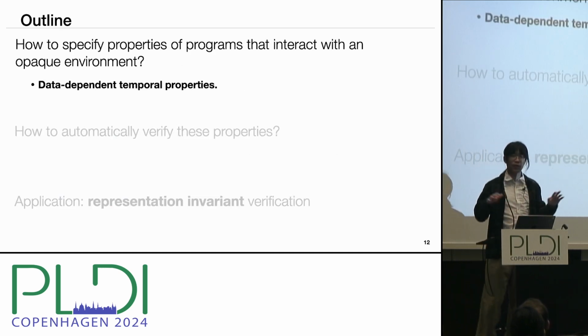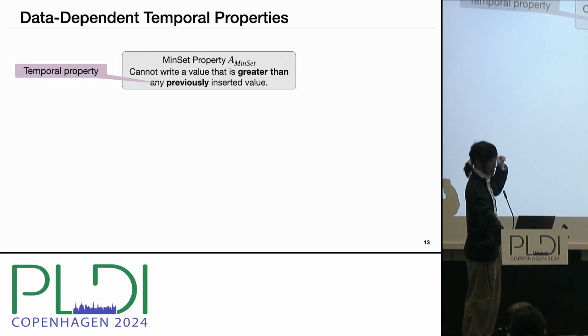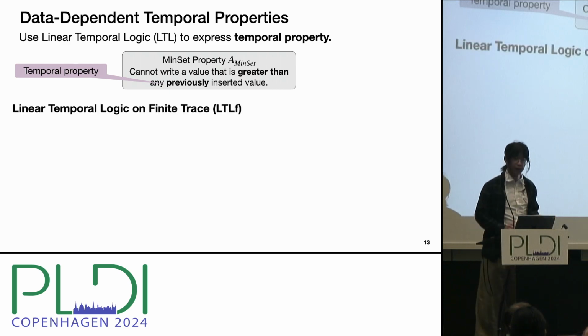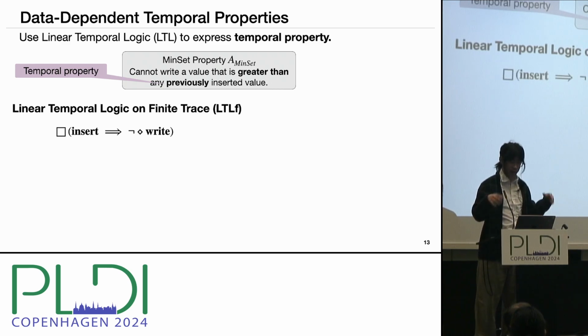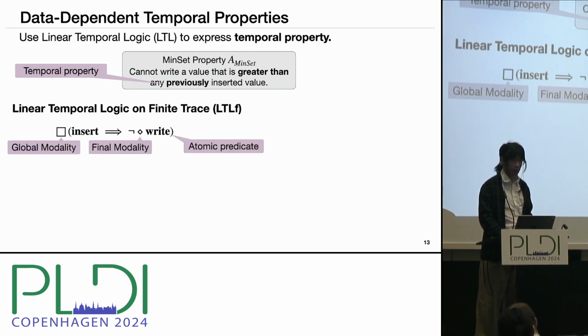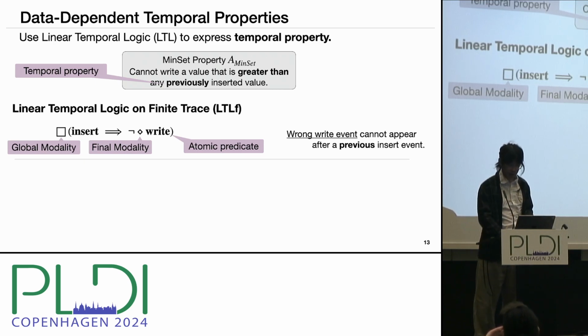Okay, so let's move on to the first challenge. How can we express this property? Remember that it's a data-dependent temporal property. Look at this property: you can see there's a "previously", right? So it actually has a temporal property. So we use linear temporal logic on finite traces, which we call LTLf, to express it. Here is an example formula of this property. We have a global modality, a final modality, and the atomic predicate is just an if-else operator. And this formula means a wrong write event cannot appear after a previous insert event.